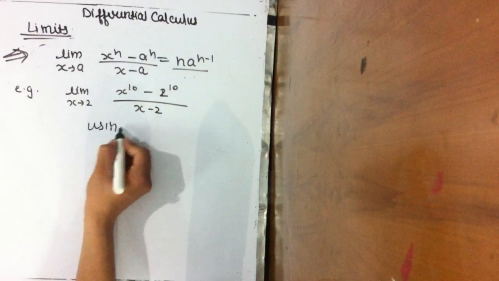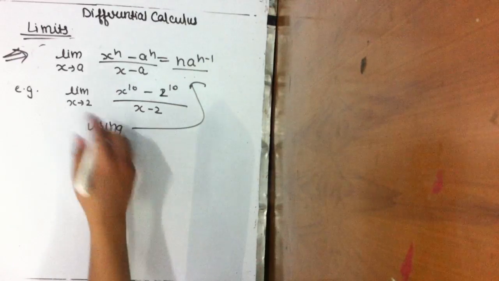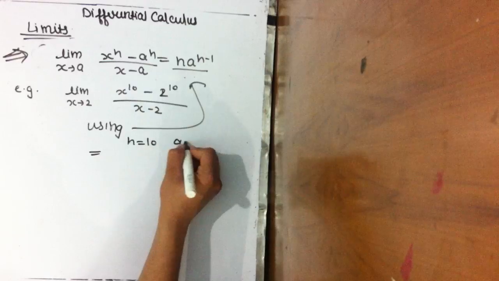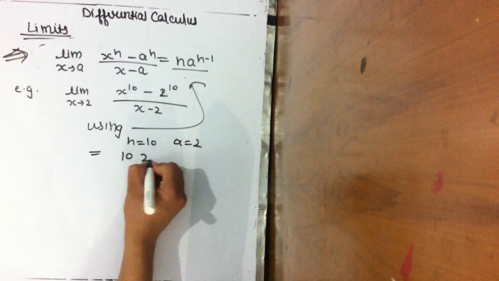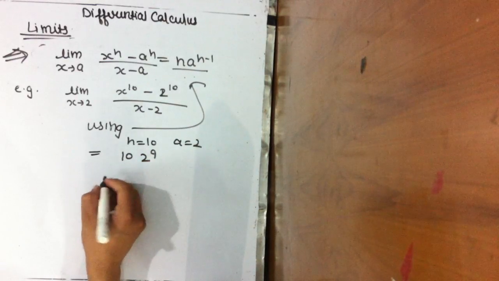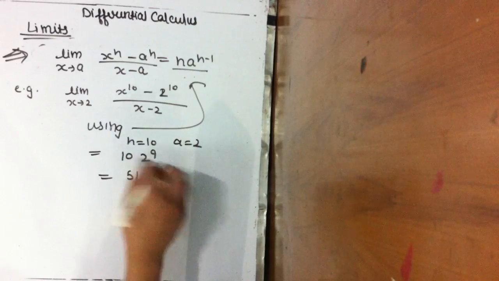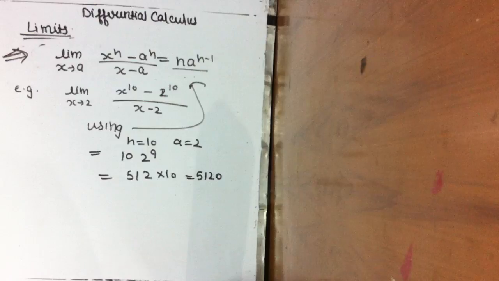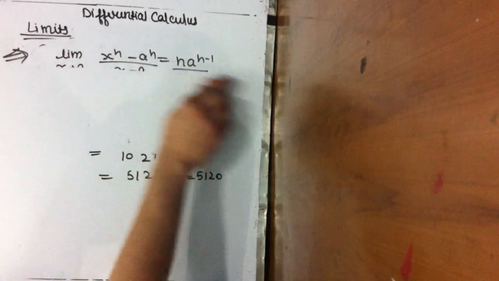You'll write, using standard results, we get n, where n is equivalent to 10 and a is equivalent to 2. So 10 times 2 to the power 9. And this is 512 into 10, that is 5120. So this is the first illustration.